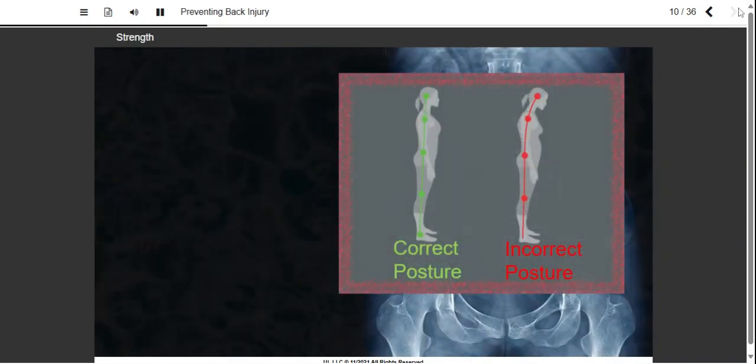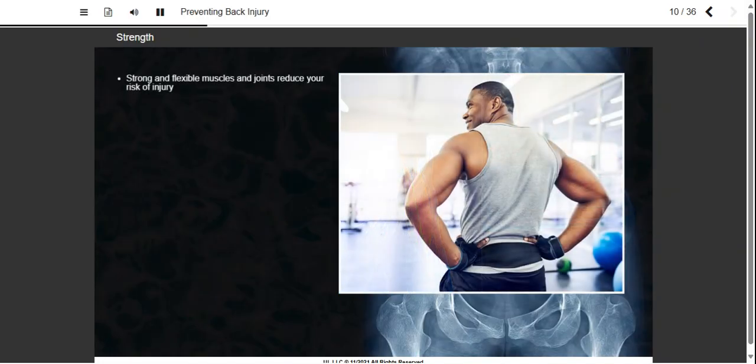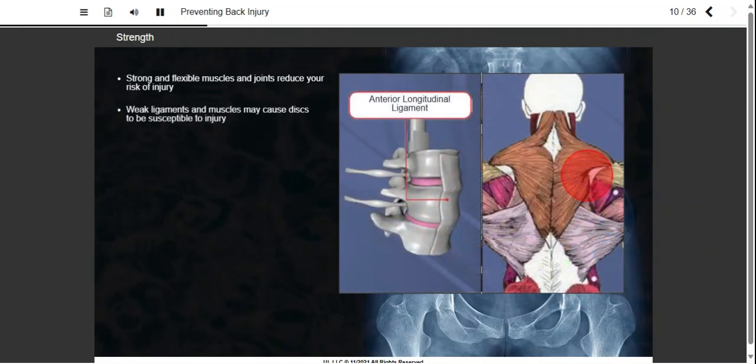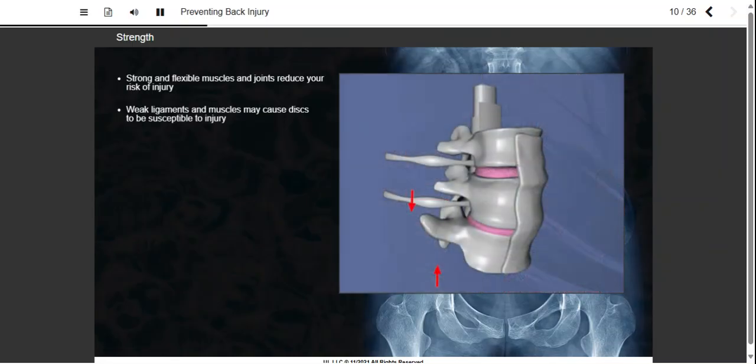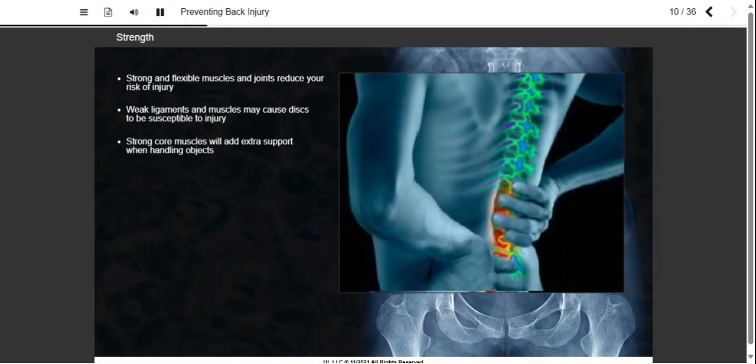The next risk factor for back injury is your physical condition. Both the physical fitness of your muscles and your body weight affect the back. Strong and flexible muscles and joints reduce your risk of injury. If your ligaments and muscles are weak, then discs in your back may be susceptible to injury and possible rupture. Your core muscles provide a great deal of the support for your back. If you have weak core or abdominal muscles, your back may not get the proper support it needs, and your risk of injury may increase.